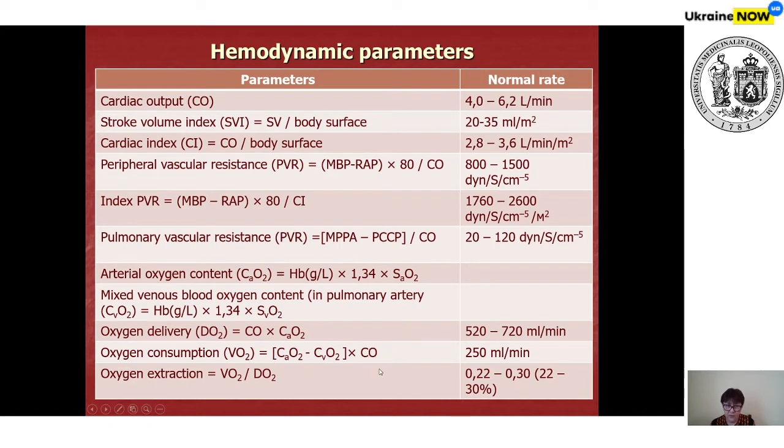And oxygen extraction, it's a part of delivered oxygen that is caught by tissues. You can see here that oxygen consumption in stable state in a healthy patient is about 450 milliliters per minute. It's approximately 25-30% of delivered oxygen.